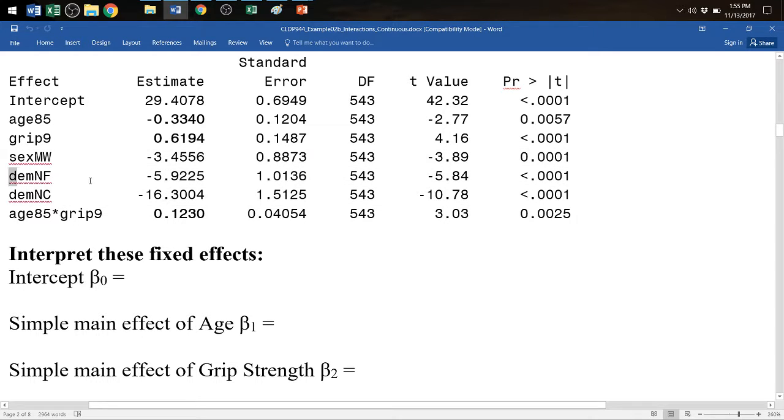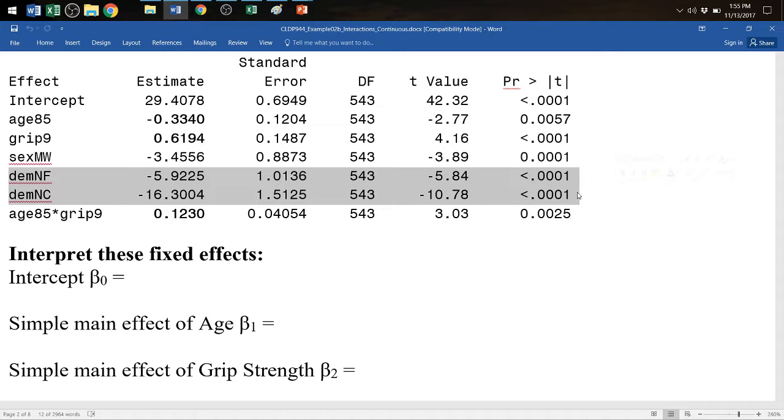Likewise, DEM NF and DEM NC are my dummy codes that distinguish N, which is no dementia, from future F or current C. So N is the 0, F and C are the 1s in each category. So it looks like dementia is bad for you. Go figure. Newsflash. People who are going to be diagnosed with dementia later on in the study start out 6 points lower. People who already have dementia relative to people who don't start out 16 points lower.